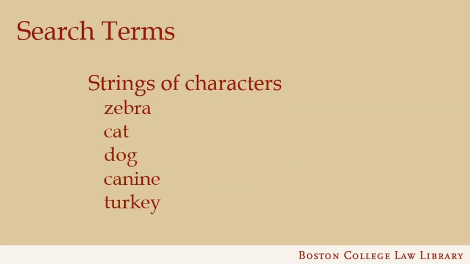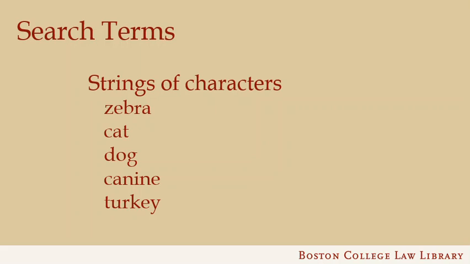Boolean search success is based in part on the searcher selecting appropriate search terms. A term is a string of characters separated from other terms or from a connector by a space. The computer doesn't know what the term means, it just sees the characters. In the examples I have here, it is useful to note that the computer does not know that the canine and dog are the same thing.